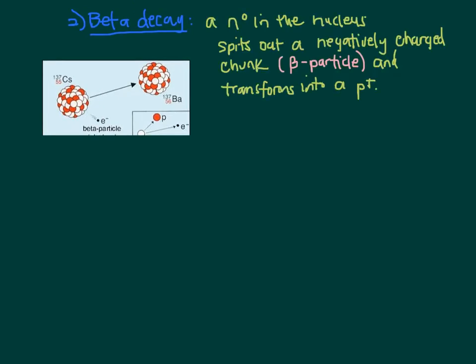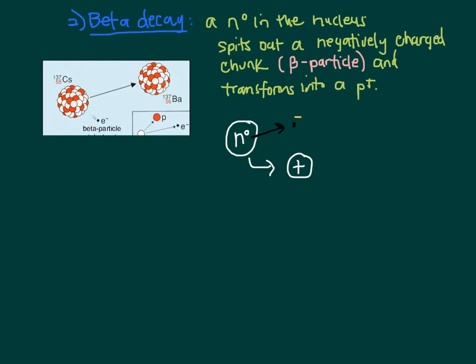In beta decay, a neutron in the nucleus of a radioactive element actually spits a chunk out. So you have a neutron here, and it actually spits out a chunk of itself, a tiny little chunk that carries a negative charge. And then what that does is it leaves behind a positively charged proton. So the neutral neutron gets rid of a bunch of negative charge in this tiny chunk, and that leaves it positive, so it transforms it into a proton.